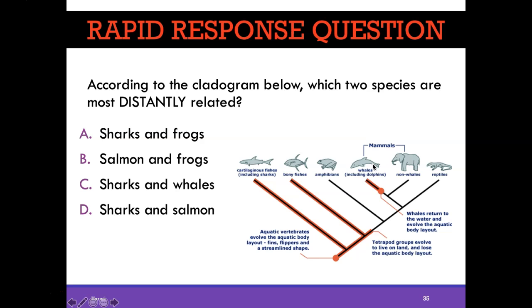And the answer is sharks and whales. So sharks are all the way over here. They diverged way back here. And then whales took a long time to come up, right? So this tells us that sharks and whales are very distantly related.